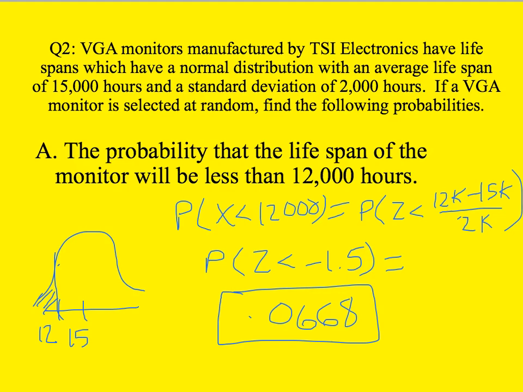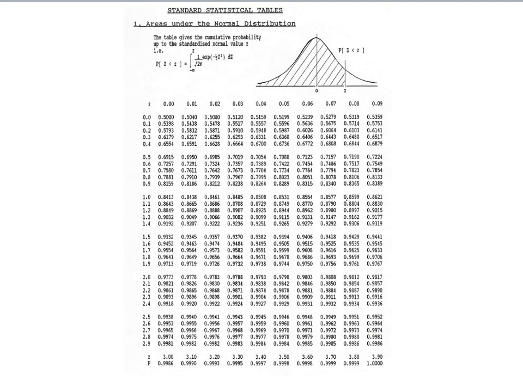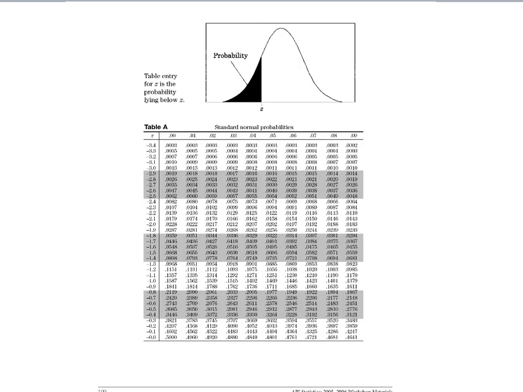Okay? And I'll show you negative 1.5. This is the positive. Negative 1.5 is here. 0.0668. Okay?